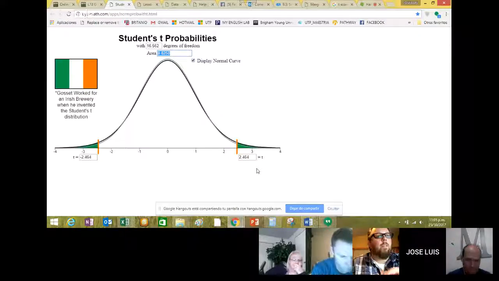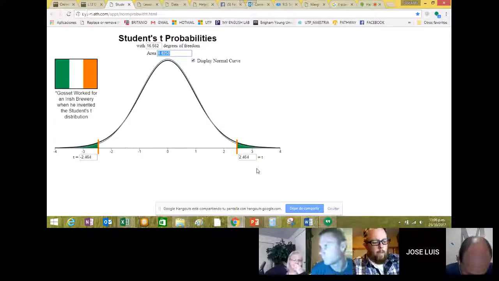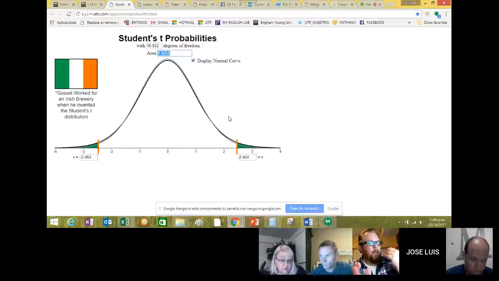Okay, so that's the t, that makes sense. So then it would be 2.464, and we don't have to divide that by 2 because we've already divided it by 2, correct? Yeah. And then that times the square root of the standard deviation 1 squared divided by sample size 1, plus the standard deviation 2 squared divided by sample size 2. Is that it? Yes.